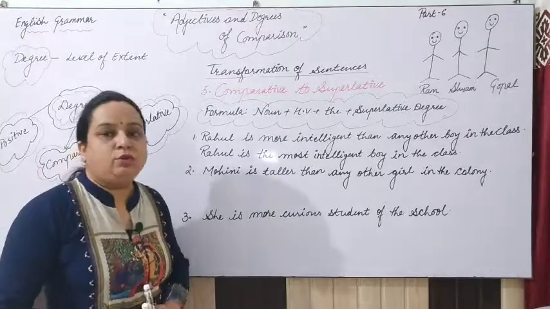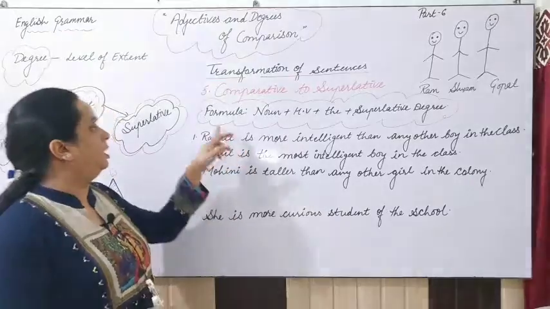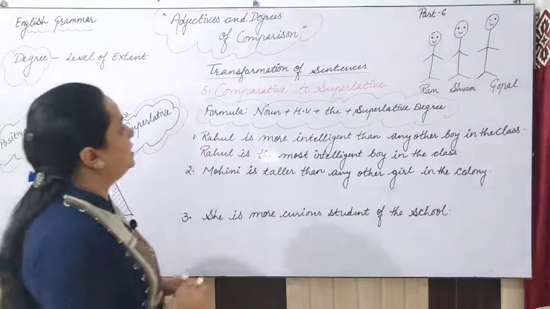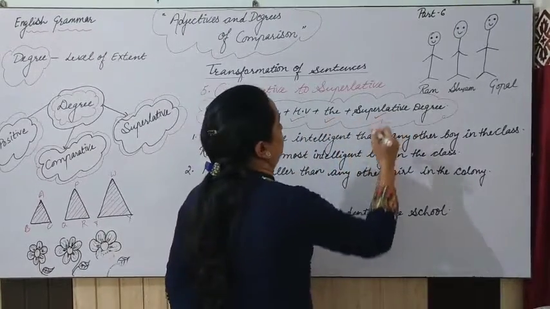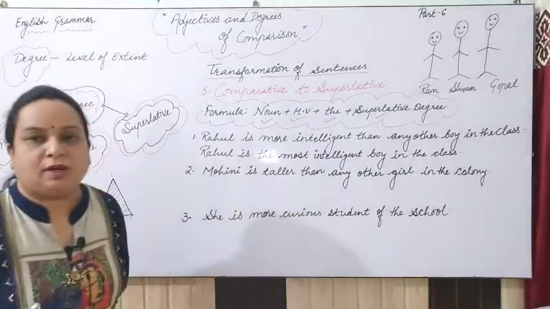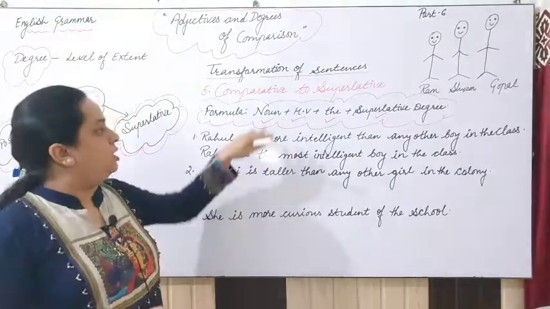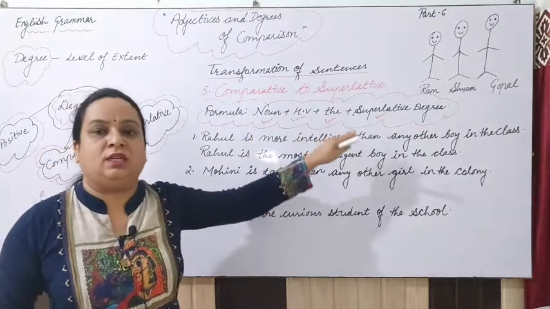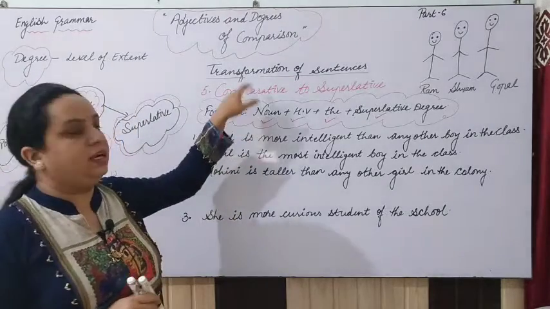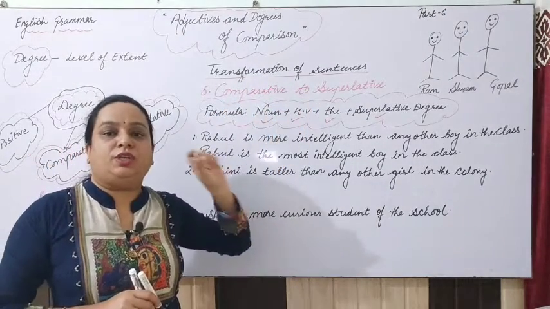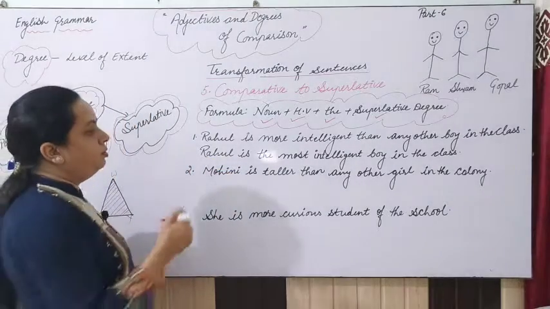So when we have to change comparative to superlative degree, again we have to learn one formula. The formula says we use: noun plus helping verb plus the plus superlative degree, plus whatever the rest of the sentence is, which you can add here, right? It is the easiest one. As we have to change comparative to superlative degree, the question will be in comparative degree. So let's talk about the first one.